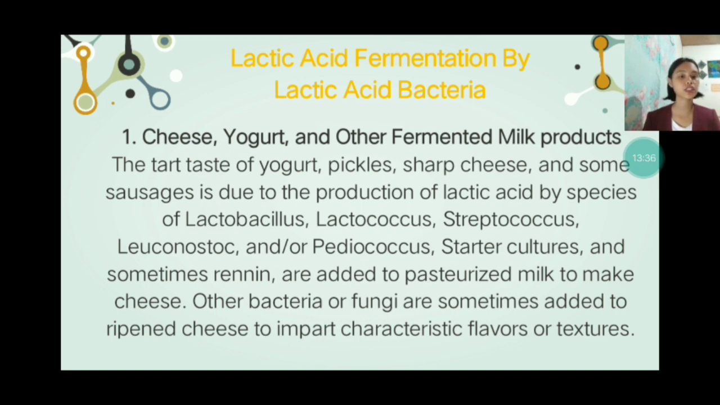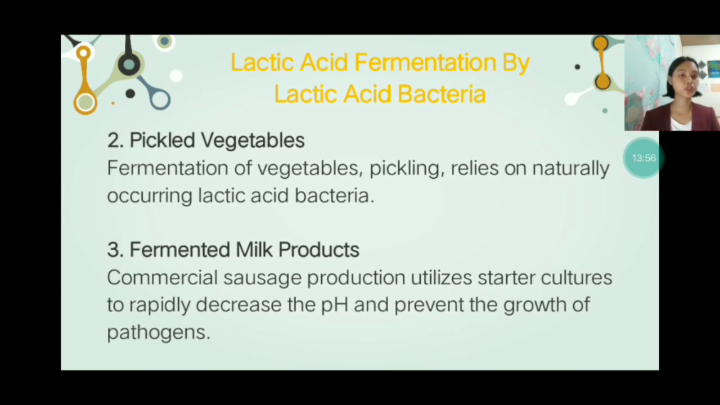Starter cultures and sometimes rennet are added to pasteurized milk to make cheese. Other bacteria or fungi are sometimes added to ripen cheese to impart characteristic flavors or textures. Another is pickled vegetables. Fermentation of vegetables for pickling relies on naturally occurring lactic acid bacteria. Third is sausage. Commercial sausage production utilizes starter cultures to rapidly decrease the pH and prevent the growth of pathogens. These are the lactic acid fermentations that use lactic acid bacteria.